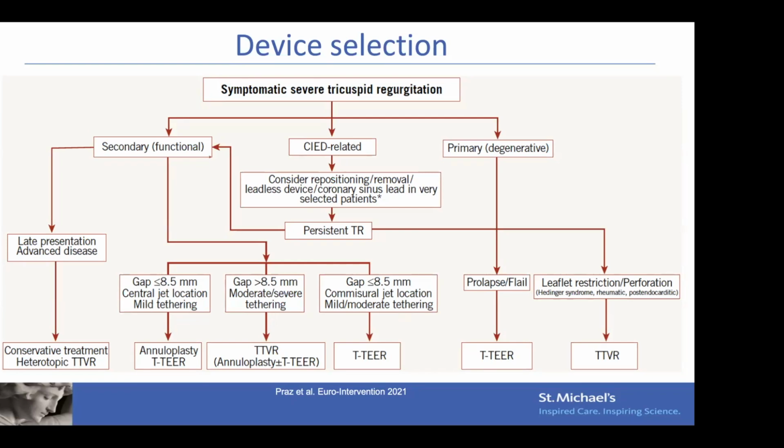And then finally, for the lead-related TR, it is really important first of all to determine whether the lead is implicated in the mechanism. If that is the case, then repositioning or removal of the lead, and for instance, implantation of a leadless device or a coronary sinus lead can be attempted. However, it's not always feasible or safe to remove a lead. Whenever it's deemed not feasible, or unsafe, or has been unsuccessful, or when the lead has been successfully removed but the TR persists, then additional steps are needed, and I would say orthotopic valve replacement would be the best way forward.